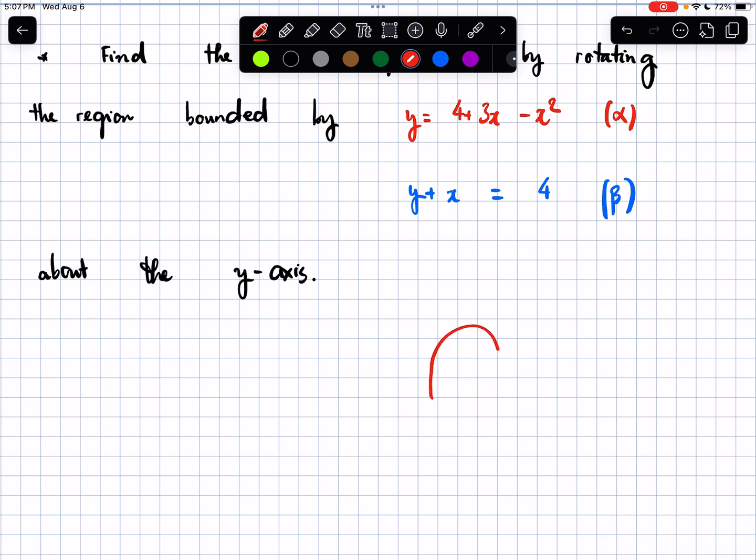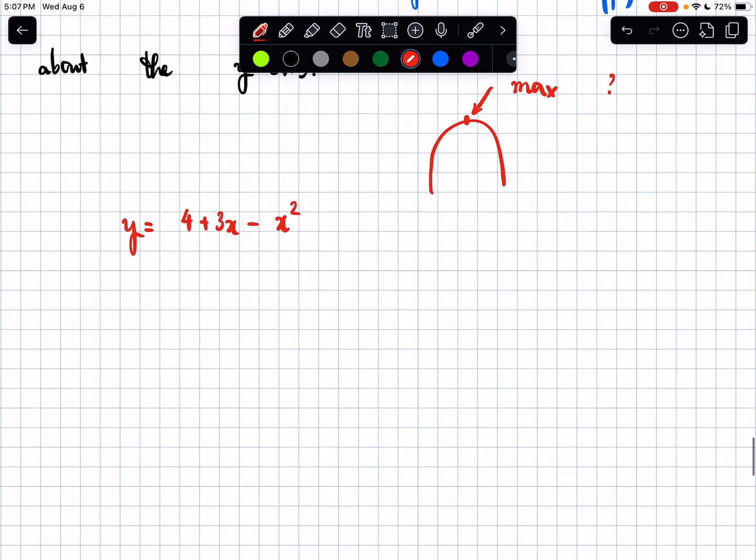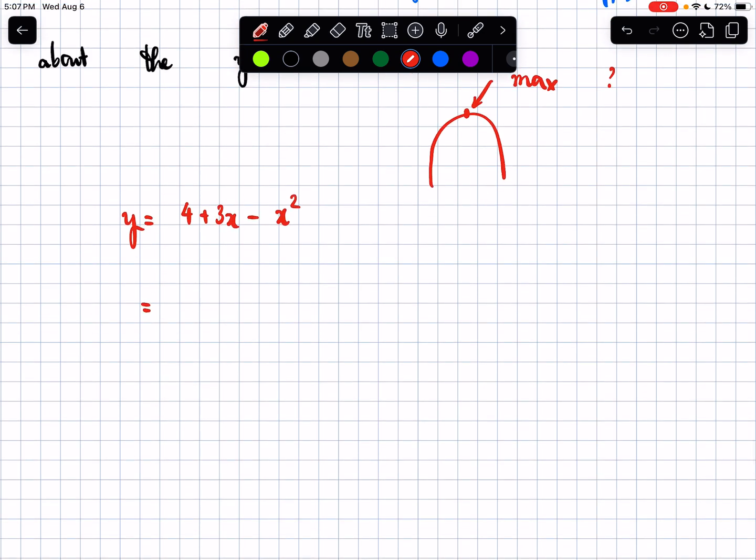So we know this is a parabola. We want to see what the maximum is. What are the coordinates of the maximum point? So we have y equal to 4 plus 3x minus x squared. The coefficient of x squared is minus 1, so we factor out the minus, and in x squared minus 3x, we have 2 times x times 3 divided by 2. We try to get a square of something, plus 3 divided by 2 squared, so it's 9 divided by 4.